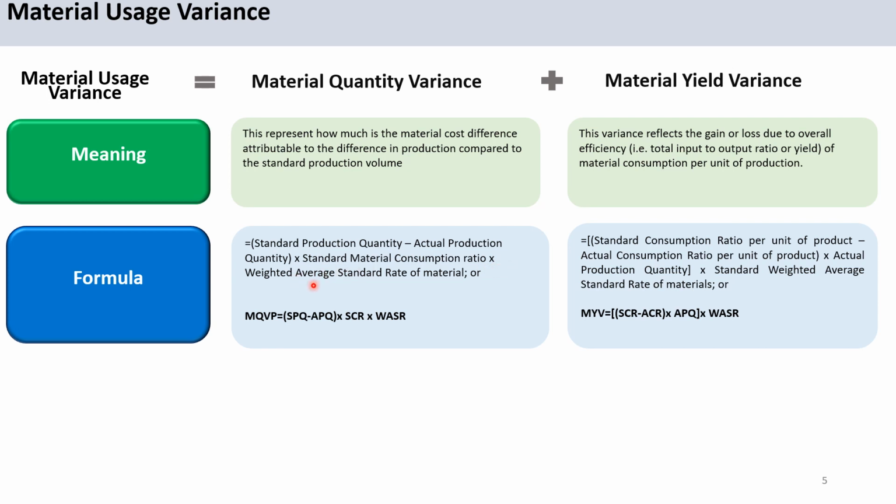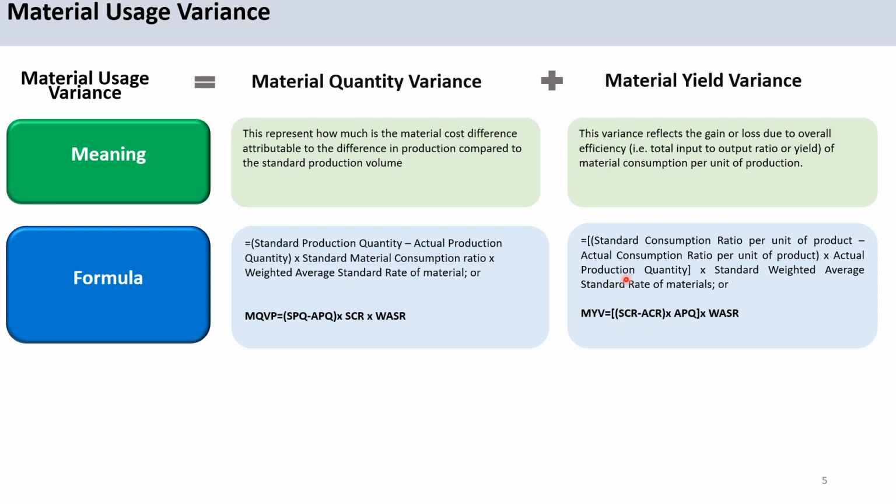multiplied by the weighted average standard rate of material. So in simple words, SPQ is the standard production quantity minus APQ, that is the actual production quantity, times standard consumption ratio total of all the materials put together, multiplied by the weighted average standard rate of all the materials put together. And how is the material yield variance calculated?